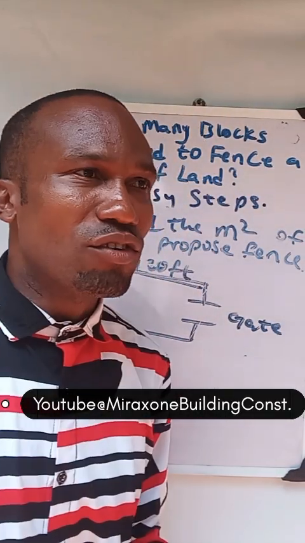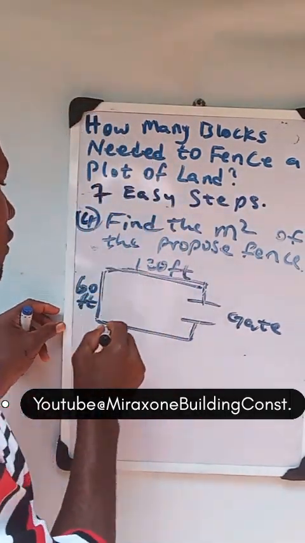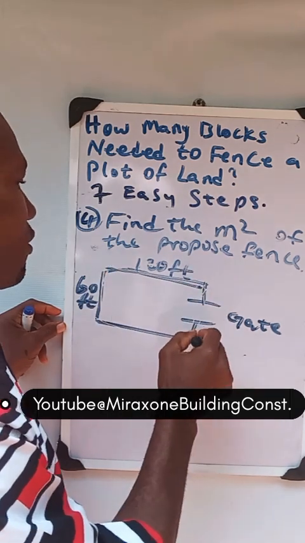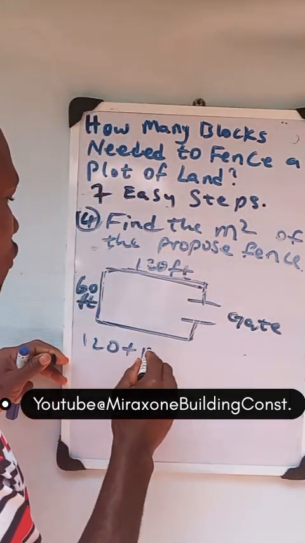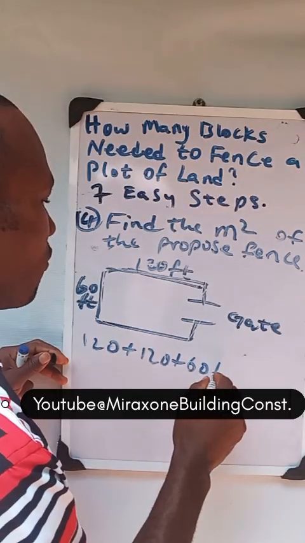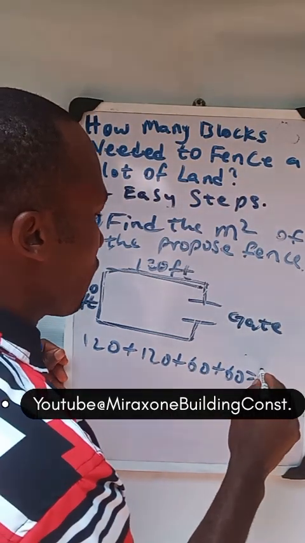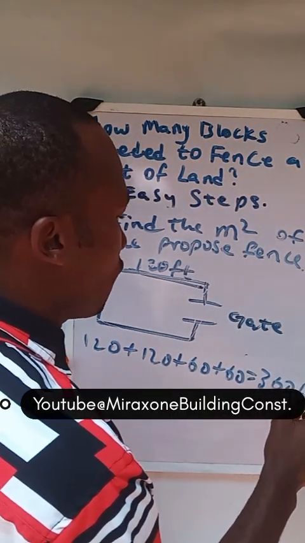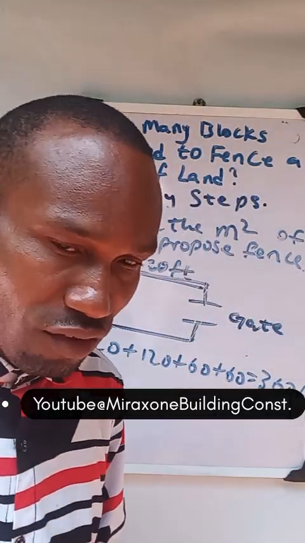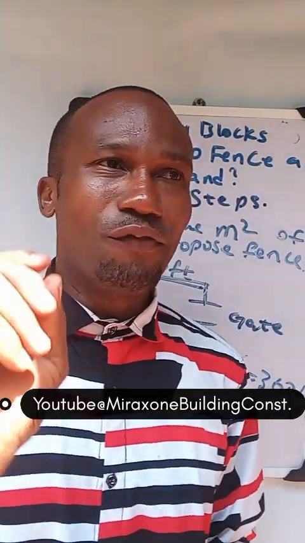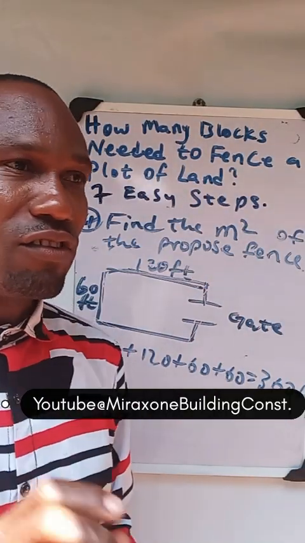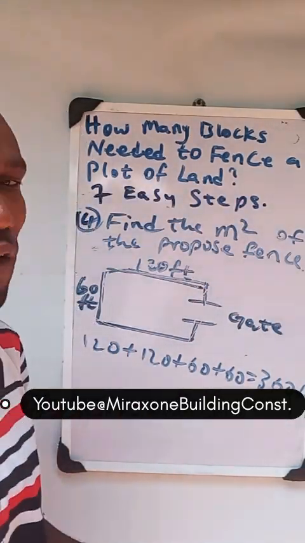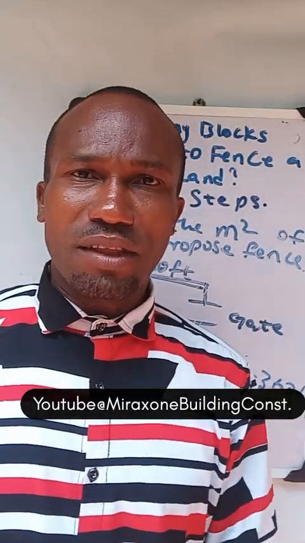So the first thing we are going to do, find the perimeter of this place. Okay? The total perimeter. 120 plus 120 plus 60 plus 60 is equal to 360 feet. So that's the first thing we are going to do. 360 feet, the total of the length. So we have gotten it. Okay. So we have to convert it to meters.